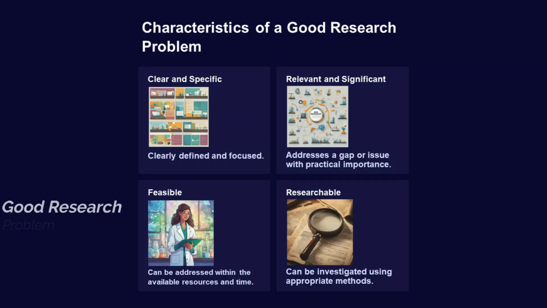Now, we'll explore the characteristics of a good research problem. These characteristics are like the guiding stars that steer your research in the right direction. What makes a research problem good? Let's discuss. Clear and specific: clearly defined and focused. First, let's talk about clarity and specificity.